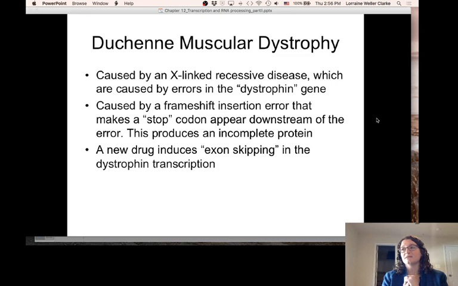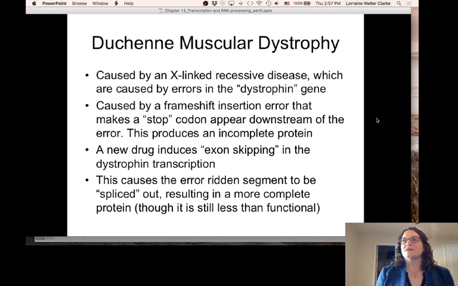Skip that one exon, and now you don't have the frame shift error, and the rest of the amino acids will work. You have a longer, albeit slightly differently shaped protein. The error-ridden segment is spliced out. It results in a more complete protein that can be produced by your body.